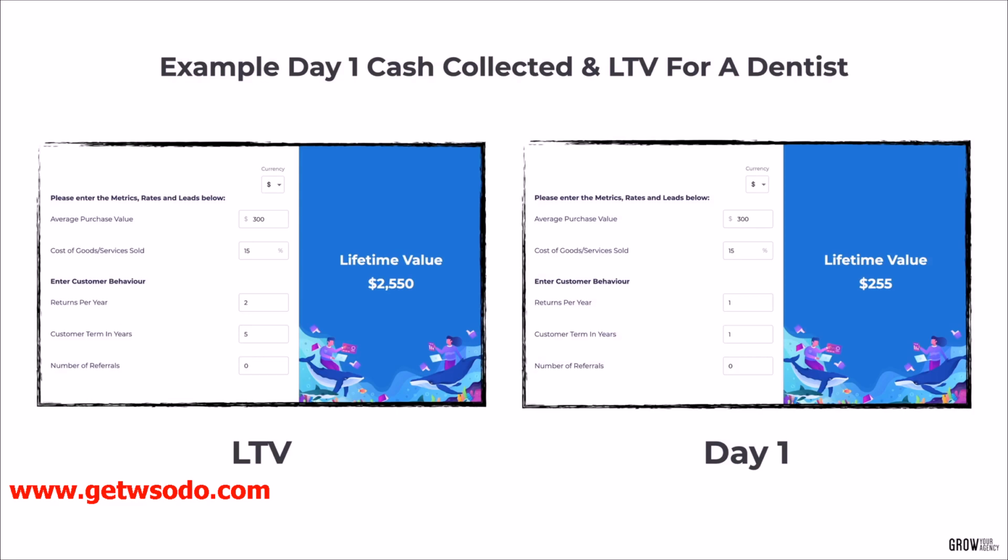So once again, same thing, average purchase price, $300. In fact, day one someone may not spend that much, but for lifetime value, this is actually where you can go ahead and crank this up. Cost of goods / services sold: once again, maybe it's a little higher because over the years, this person does some more intense stuff, so the margins are lower. Maybe you said 25%, but I just left everything the same here. And then you can see right here, returns per year, 2. For my dentist, I go to them twice a year. And then customer term in years, we have 5 here.